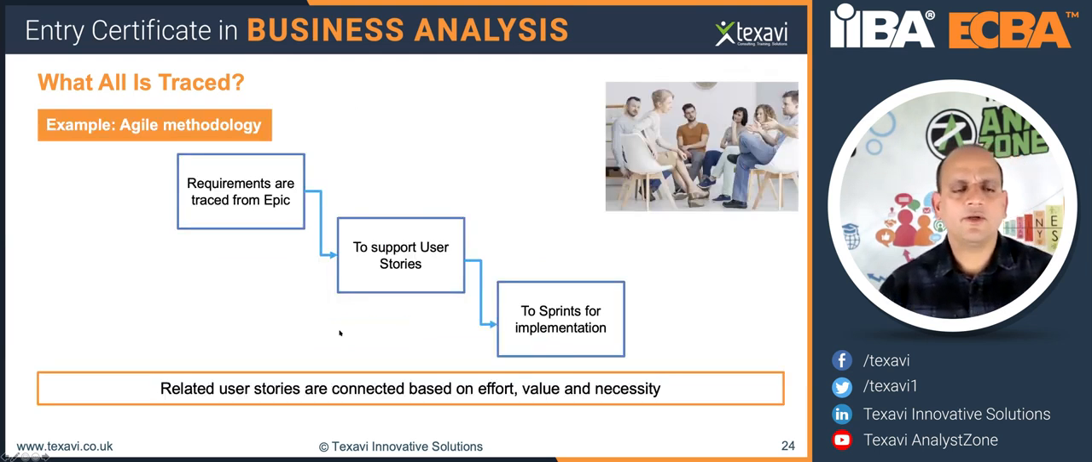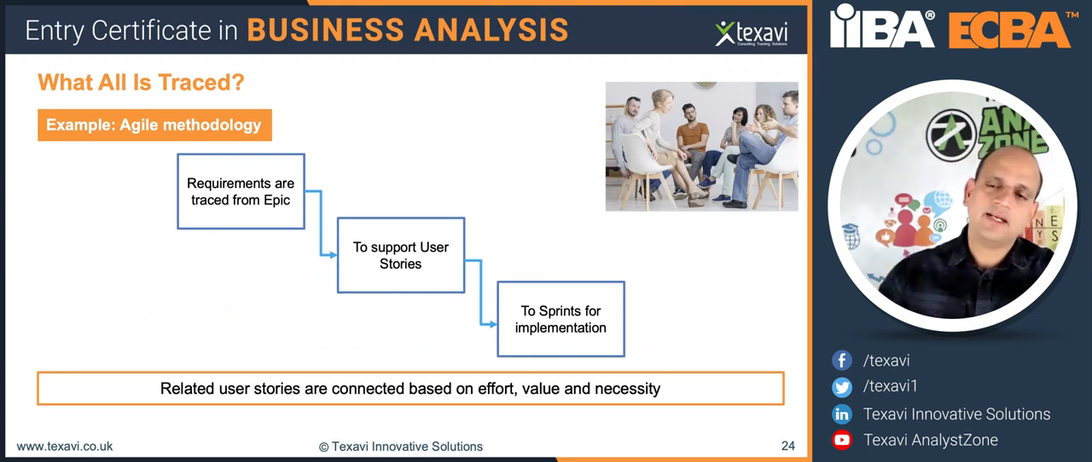The agile methodology is pretty simple. It's the same there as well. You start off with an epic, and from the epic, user stories, and from the user stories, the specifics of the description, the acceptance criteria that you write for the story, and then that gets attached to a particular sprint. So all of that needs to be traced back and forth.